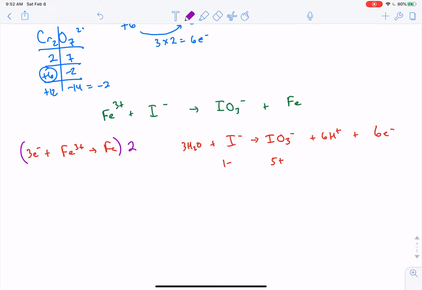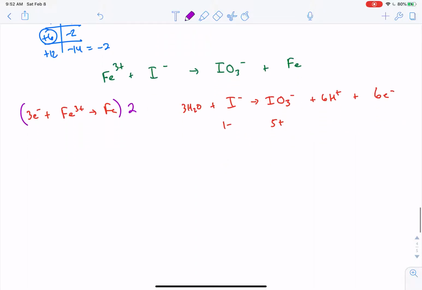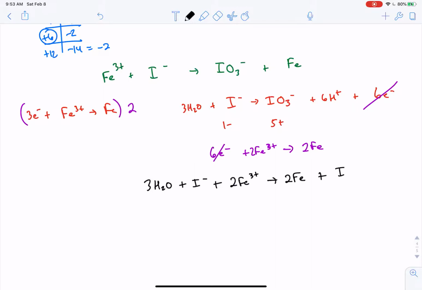Double the first one, so that we get 6 electrons. So this is 6 electrons plus 2 Fe3 plus yields 2 Fe. So now the electrons cancel out, and we can add everything else back together. 3H2O plus I minus plus 2 Fe3 plus yields 2 Fe plus IO3 minus plus 6 H plus.